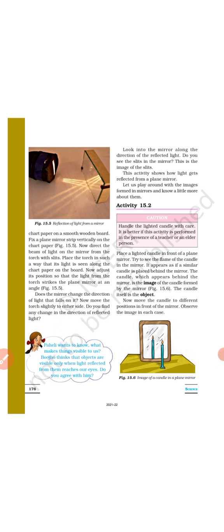And unpolished, dull and rough surfaces, like paper, table, wall, reflect light in an irregular way, due to which they do not form images of objects kept in front of them.